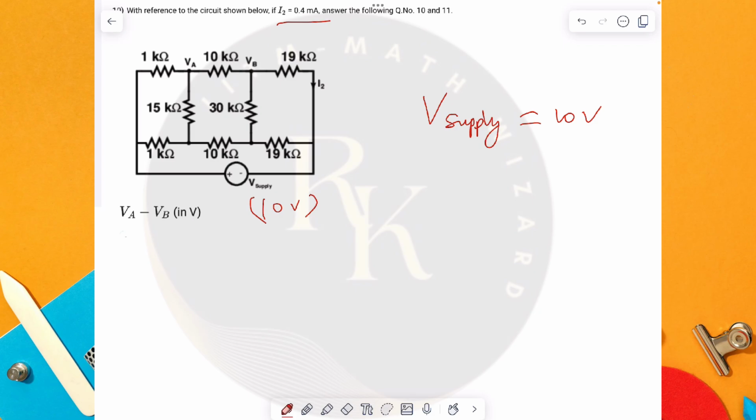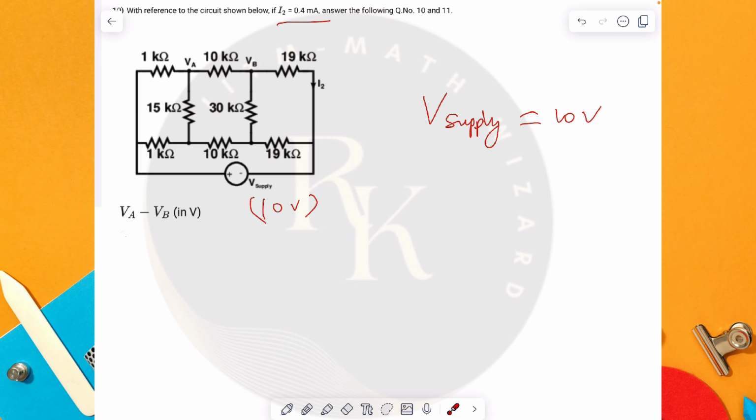And what is the question stem they have asked us to find out? They have asked us to find VA minus VB. So this is VA and this is VB. Between which resistance lies? It is 10 kilo ohm.